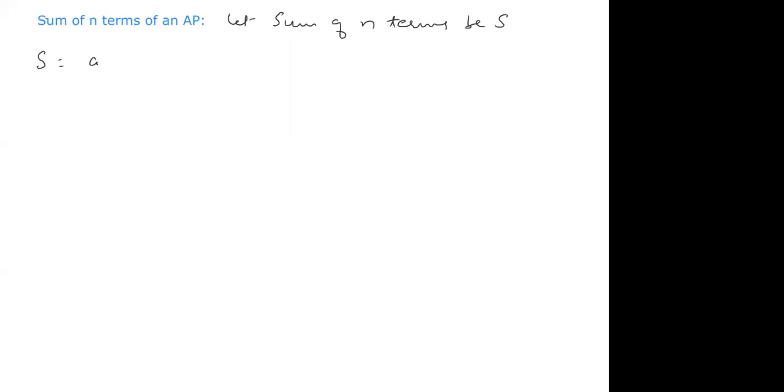plus second term A plus D plus A plus 2D plus and so on. Last term will be A plus n minus 1D. Before this will be A plus n minus 2D. This I have to find.